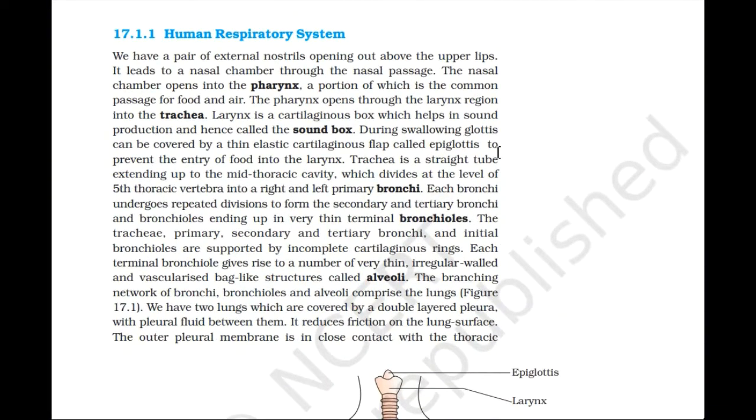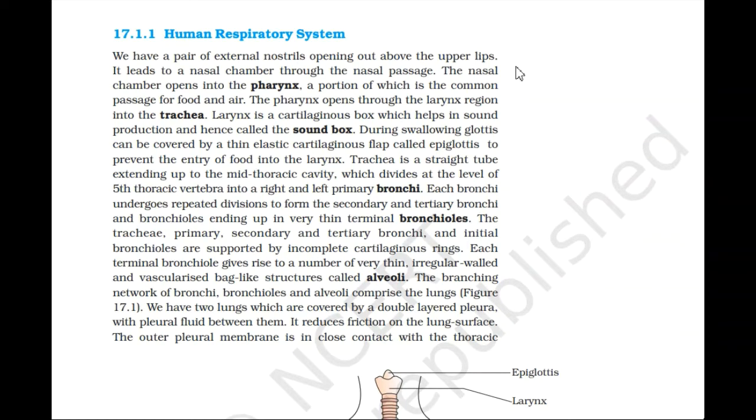Let us see the human respiratory system. We have a pair of external nostrils opening out above the upper lips. It leads to the nasal chamber through the nasal passage. The nasal chamber opens into the pharynx, which is the common opening for both the esophagus for food and the nasal opening. It is a portion which is a common passage for food and air.